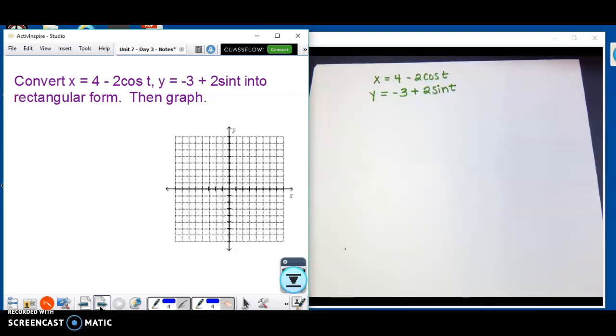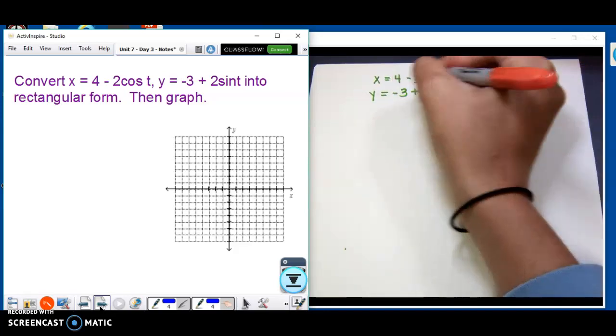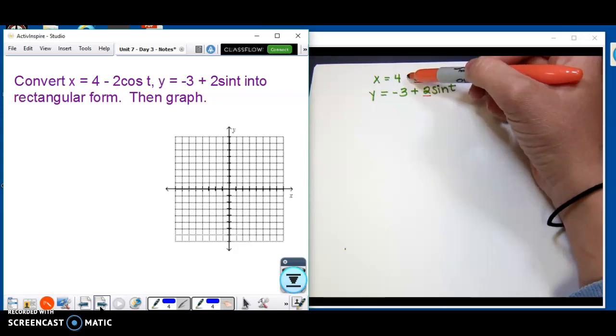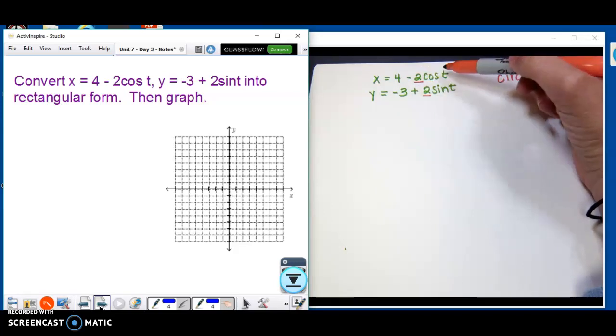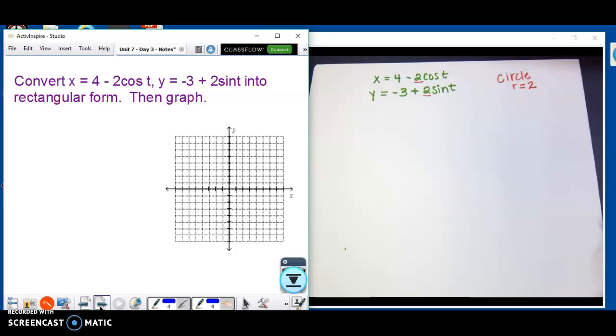Okay, so I want you to notice something here. Just from looking at the parametric equations, this is going to be a circle. There is this 2 here. This sign here is not going to matter because of the square roots. So because of this 2 here, because they're both a 2 and they both have cosine and sine, we know it's a circle and we know the radius has to be 2.